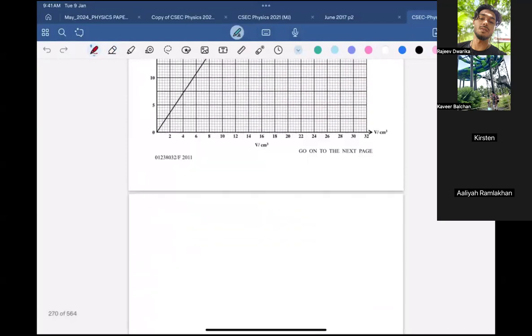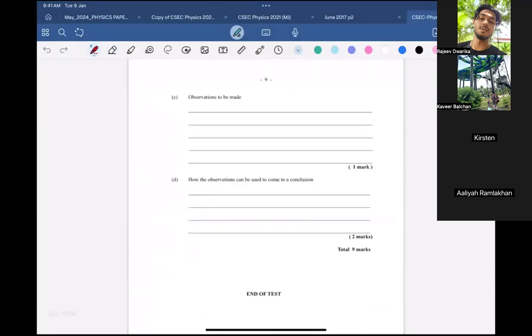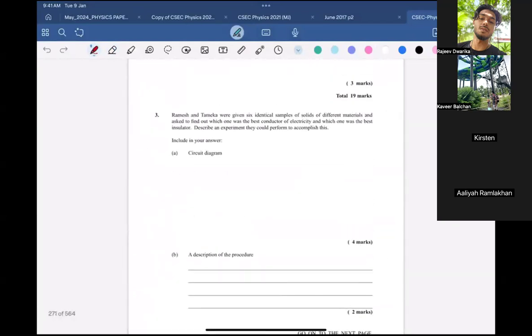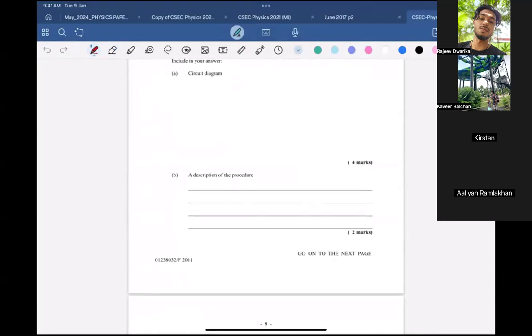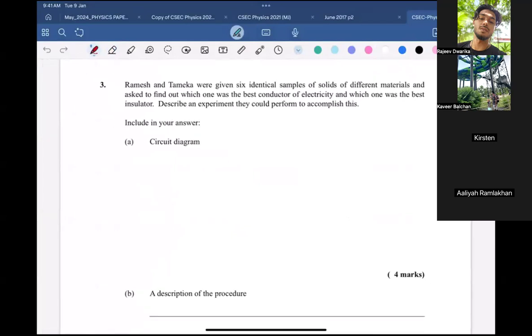Okay, I think I see a nice question here. A circuits question, but this is still 2011. Let's try this question. It's a circuits question, and we did a question extremely similar to this last class. See if I could come up with a circuit diagram.